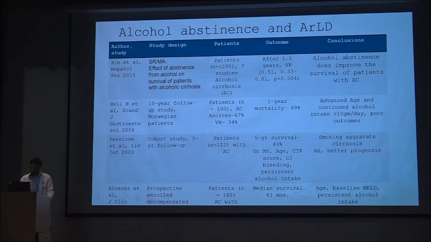Also, in another study where 15-year Norwegian patients with alcohol cirrhosis were followed up, they had decompensation at the index presentation. The first year mortality is 49%, but as the follow-up continues, they found that even the minimal amount of alcohol intake had poor outcome. Another cohort study of 122 patients found that survival was not only associated with alcohol intake, but even smoking aggravates alcoholic hepatitis, and disease-specific treatment measures had a better prognosis.